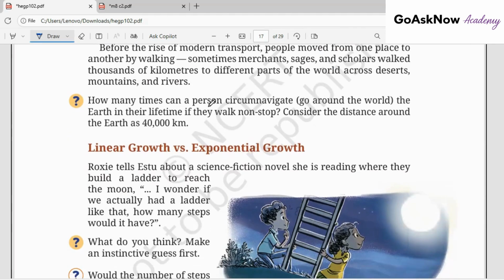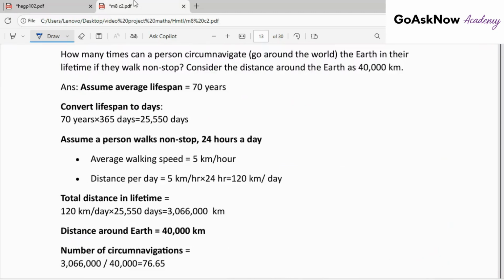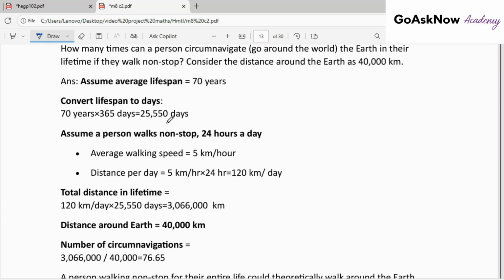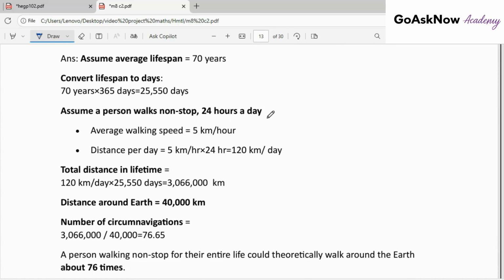How many times can a person circumnavigate, go around the earth, in their lifetime if they walk non-stop? Consider the distance around the earth as 40,000 kilometers. Assume the average lifespan is equal to 70 years. Convert the lifespan to days. 70 years into 365 days is equal to 25,550 days. Assume that the person walks non-stop 24 hours a day.